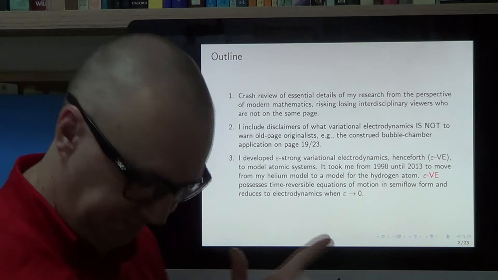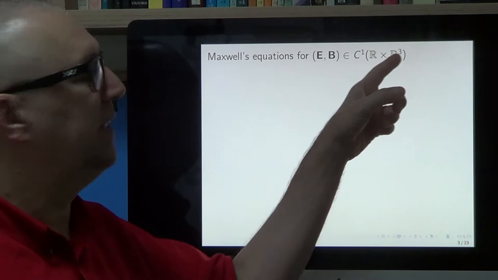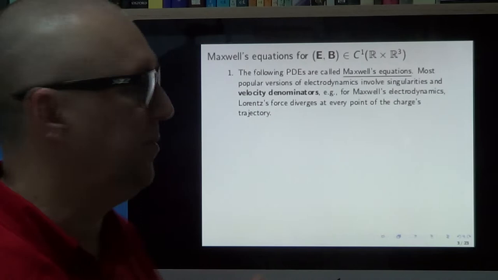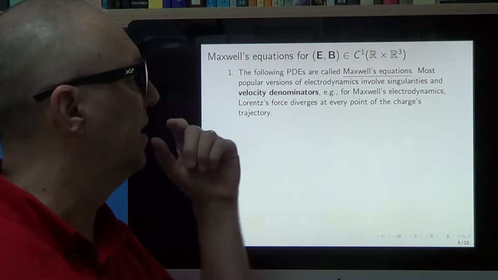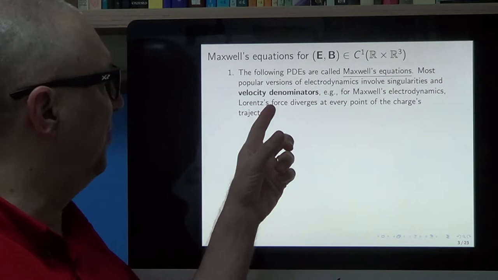Just for the records, I will put Maxwell's equations here for E and B belonging to C1 of time and space, possessing one continuous derivative in time and space. The following PDEs are called Maxwell's equations. Most popular versions of electrodynamics involve singularities and velocity denominators. For example, for Maxwell's electrodynamics, Lorentz's force diverges at every point of the charge's trajectory.